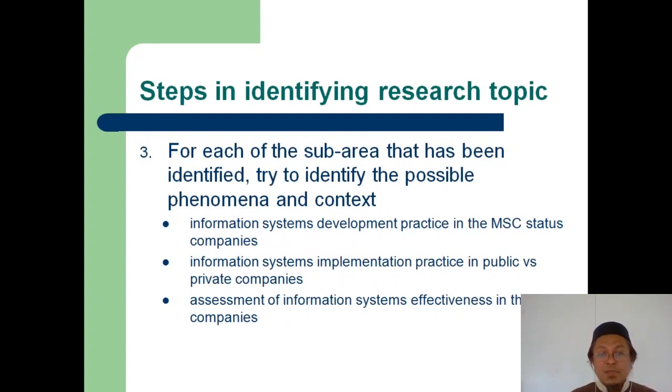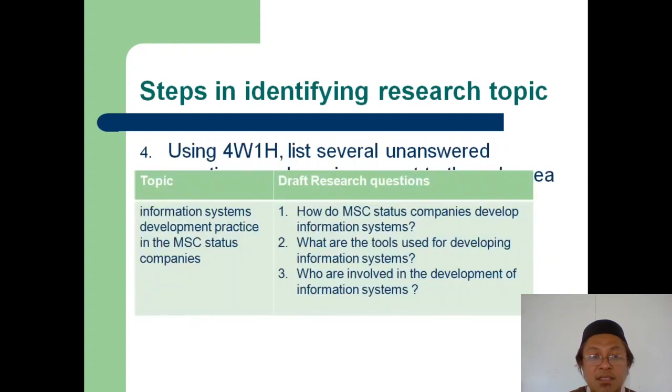Now, for each of the sub areas that has been identified, try to identify the possible context where you are going to examine the research. Example here: information system development practice in Malaysian Super Corridor companies, MSC status companies, or information system implementation practice in public versus private companies, or assessment of information system effectiveness in certain companies. So you have to think of the context. Where are you going to look into, or where are you going to conduct the research? That's the third step.